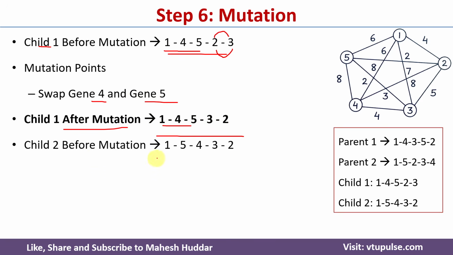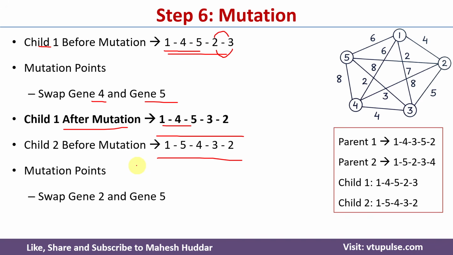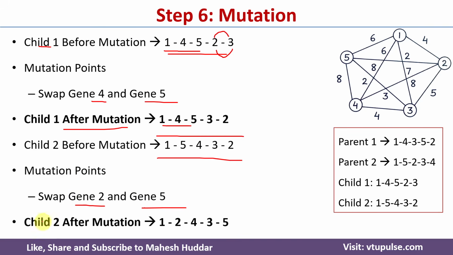Child 2 before mutation looks like this, and here also we select two random points for the mutation, and here we swap gene 2 and gene 5. Once we swap gene 2 and gene 5, child 2 after mutation looks like this, that is 1, 2, 4, 3, 5.